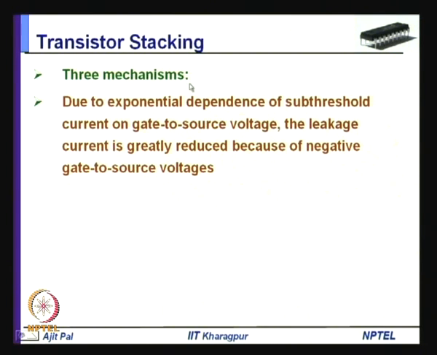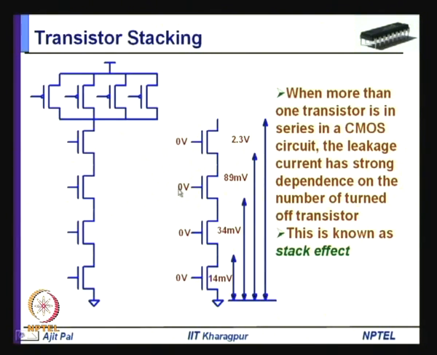There are 3 mechanisms involved in it. Number 1 is due to the exponential dependence of subthreshold current on gate to source voltage. The leakage current is greatly reduced because of negative gate to source voltage. As I was explaining earlier, as you can see here, the source is having 14 millivolt and as you know, the substrate is connected to 0 volt. That means, the substrate is having a reverse voltage with respect to the source, because 14 millivolt is positive with respect to 0 volt to which the substrate is connected.